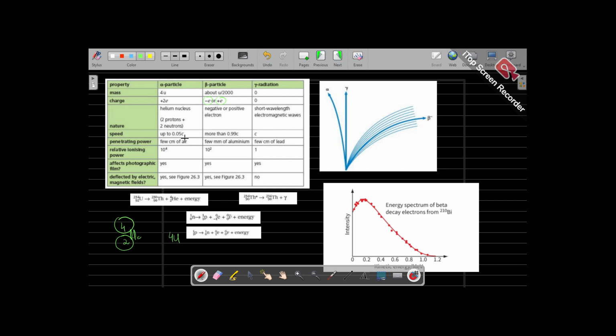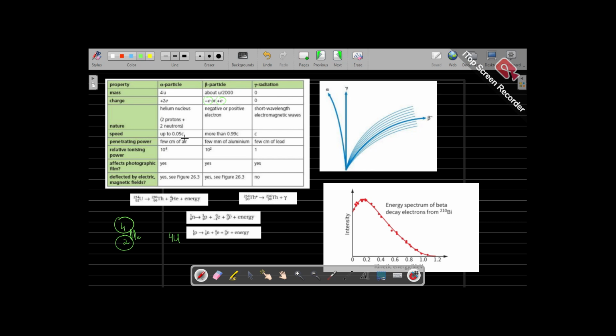Then all three of them affect the photographic film when it comes to deflection in electric and in magnetic field. Gamma being a chargeless radiation, it is not affected by electric or magnetic field. And when it comes to alpha and beta, they are affected by both because they have a certain charge. Alpha has positive charge, so it is deflected towards the negative plate. Beta, if we are talking about beta negative, being negative in nature, is deflected towards the positive plate. And if we are talking about beta positive, being positive in nature, it is deflected towards the negative plate when it comes to electric field.